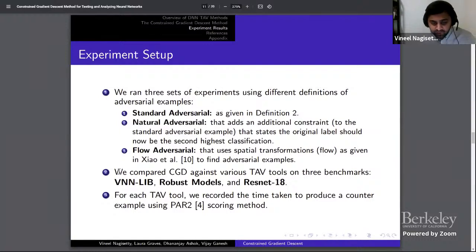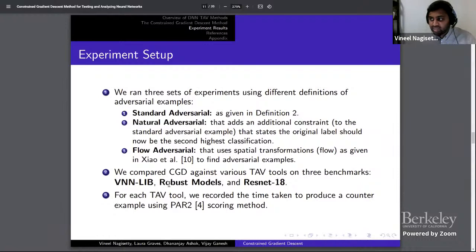For each of these experiments, we compared the CGD, constraint gradient descent method, against various TAV tools on 3 benchmarks. The first set of benchmarks use models from VNN-Lib. It's an international initiative by a verification-based team that are trying to provide these benchmarks for verification tools on DNNs. The second set of benchmarks we're calling robust models that are trained adversarially.